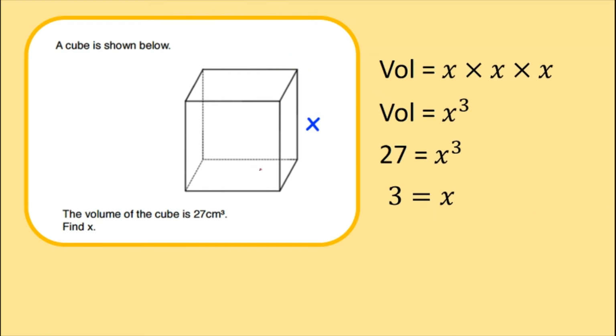Second one, a cube means that all these 3 lengths are going to be x. So the volume is x times x times x, or x cubed. The volume is 27, so 27 is the same as x cubed, so a number cubed is 27, and if you cube root 27, you will find 3, okay? Because 3 times 3 times 3 would give you 27.